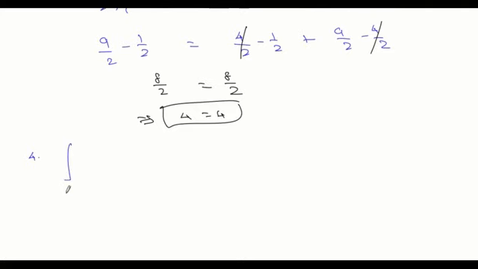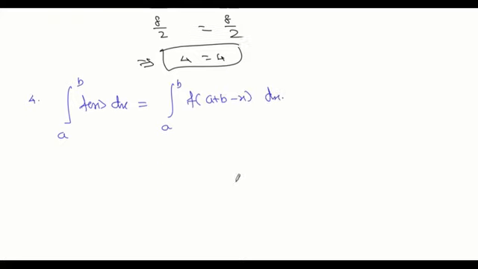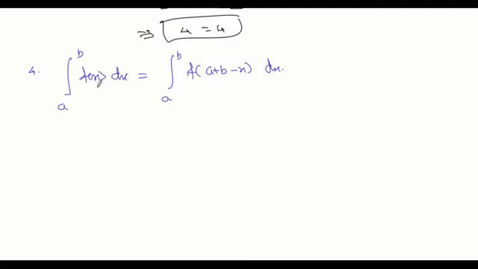Fourth one. Integral a to b f of x dx is equal to integral a to b f of (a plus b minus x) dx. This is another one. So if they give the left hand side, this can be written in the right hand side form. You will be getting the same answer only, children. Really, you will be getting the same answer.